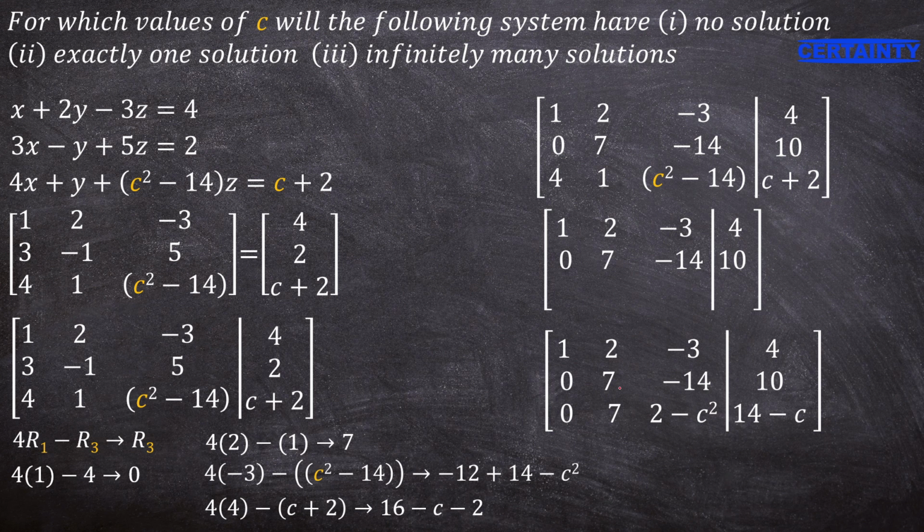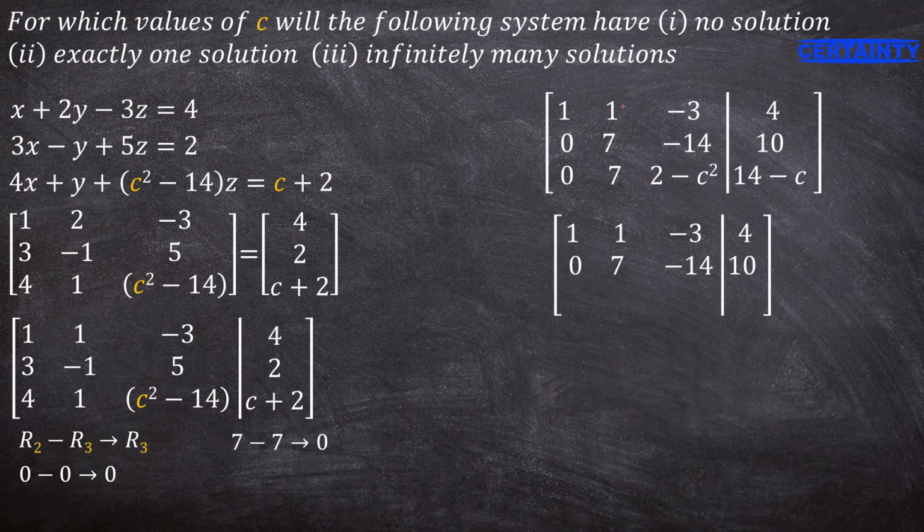And lucky for us, you can easily say row 2 minus row 3, or row 3 minus row 2, and we're going to have 0 right here. Okay, if we go to the second column, we're going to say 7 minus 7, we're going to get 0. Let's go to the third column. So for the third column, we have negative 14, and here we have 2 minus c squared.